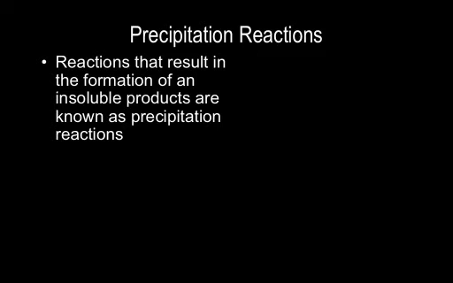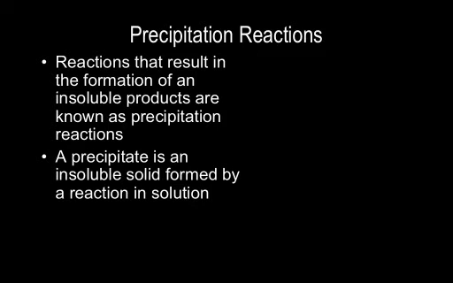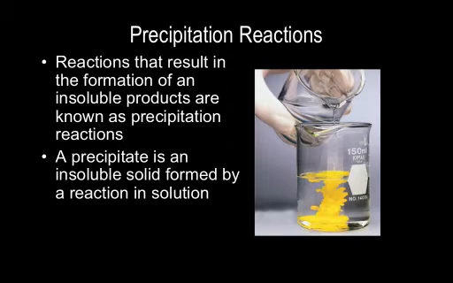So when you have a reaction that forms an insoluble product, this is called a precipitation reaction. Now up to this point we have known this as a double replacement reaction. So a precipitation reaction is a specific type of double replacement. So when you have two aqueous solutions and they react, a precipitation reaction is one that results in a precipitate, which is an insoluble solid.